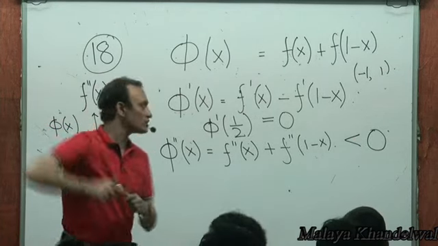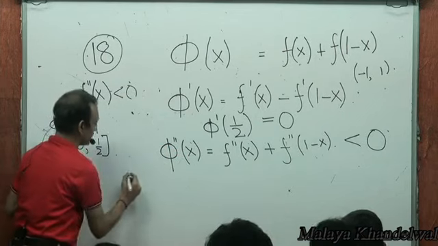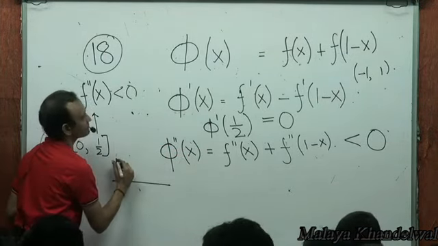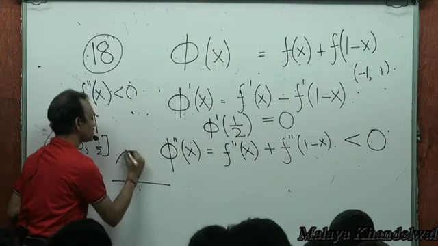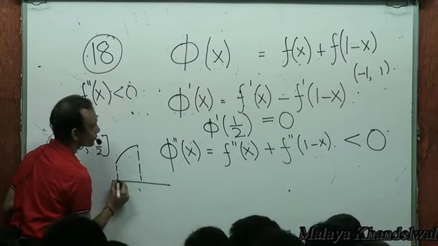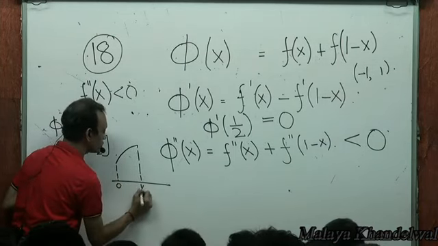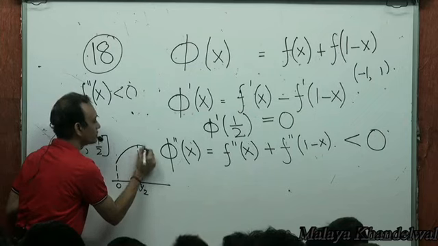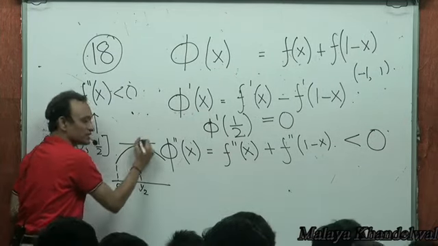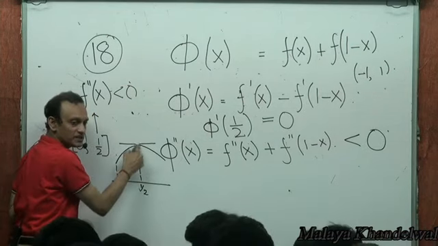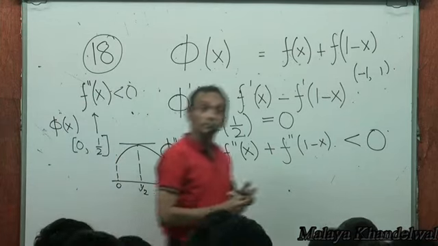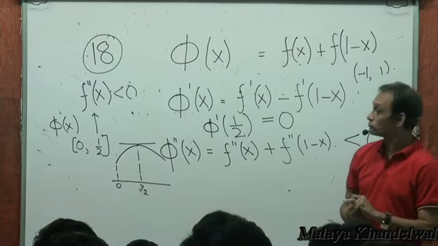If x equal to half is a local maximum, then very clearly you would expect the function to go like this. At x equal to 0, it assumes some value, at x equal to half it assumes a local maximum, and then it decreases. So phi x strictly increases in the interval 0 to half, because half is a local maximum of the function. Yes or no? Right?